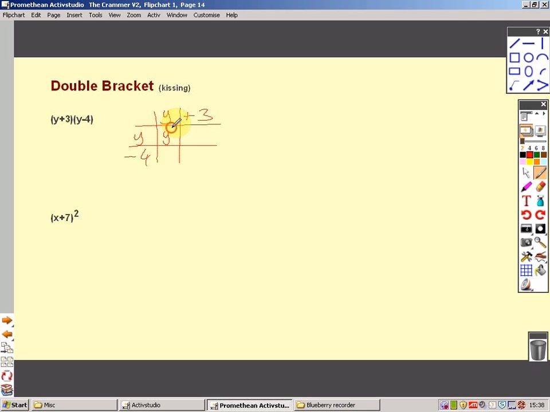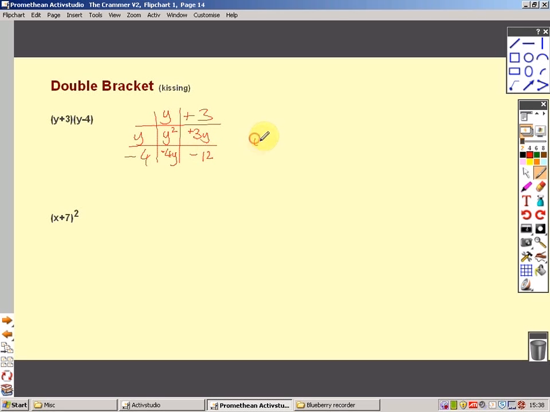Y times y, y squared. 3 times y, 3y, it's a plus 3y because it's positive 3. 4 times y, 4y, it's a negative. 4 times 3 is 12. A plus times a minus is a minus. Remember, good things, bad things. I'll rewrite that out now.